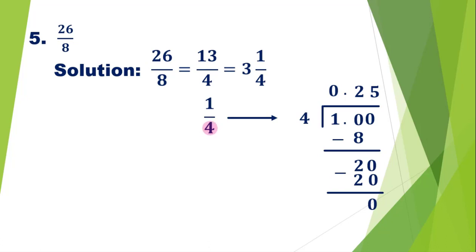Or if we have another way, from here, what is the multiple of 4 that is a power of 10? So we can multiply this by 25. 4 times 25, that's 100. Then 1 times 25. So it's 25/100, or again, 0.25. That's the shorter way. So therefore, 26/8 is equal to 3.25.